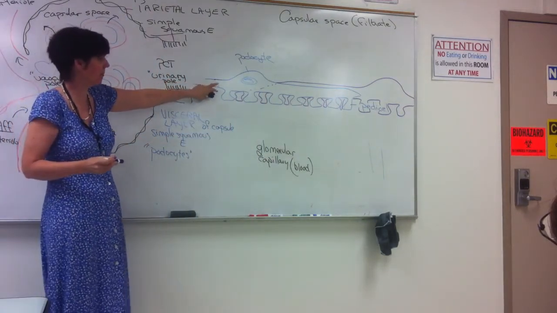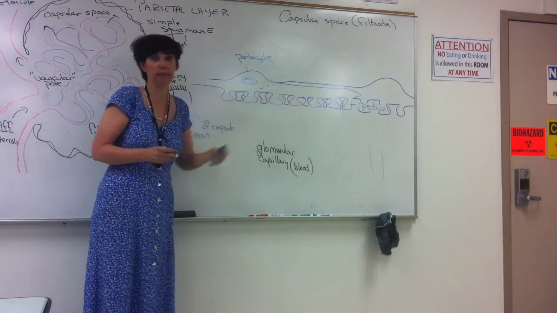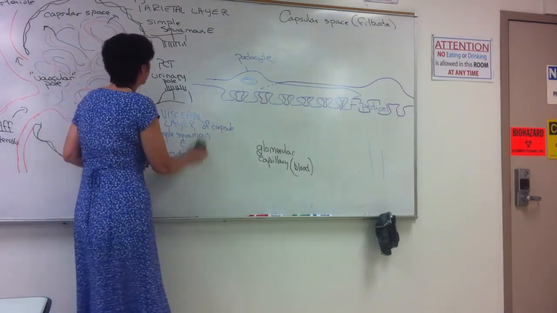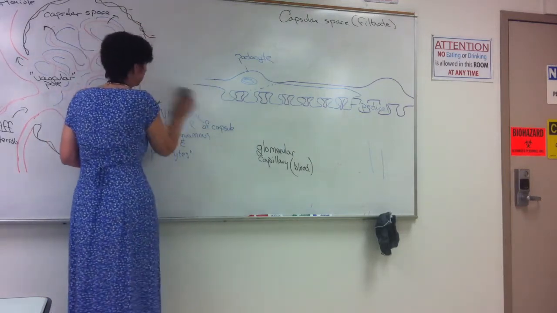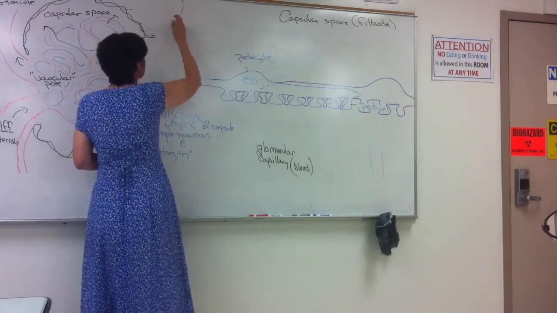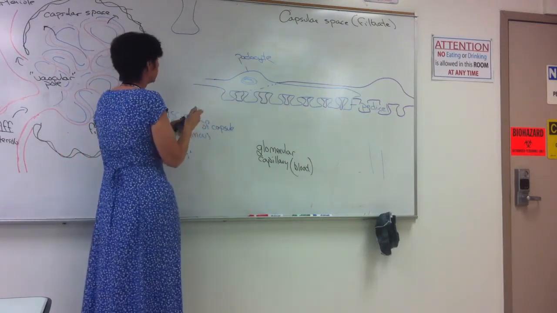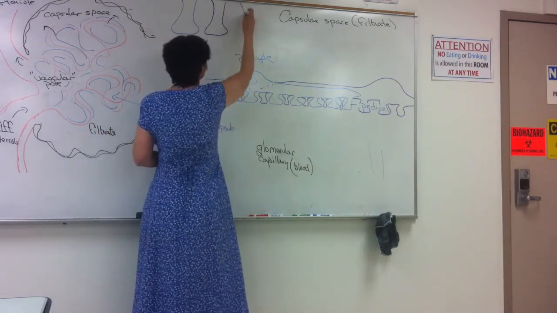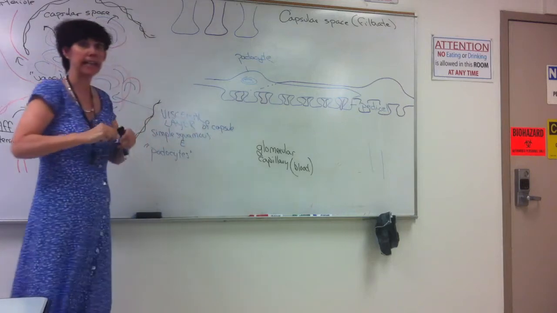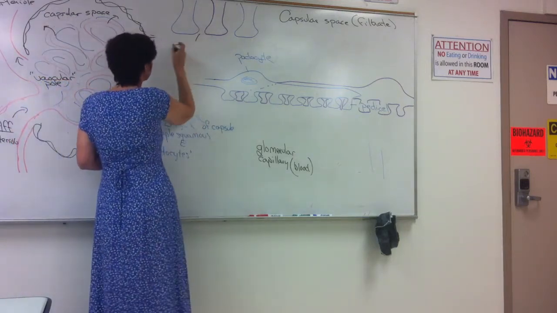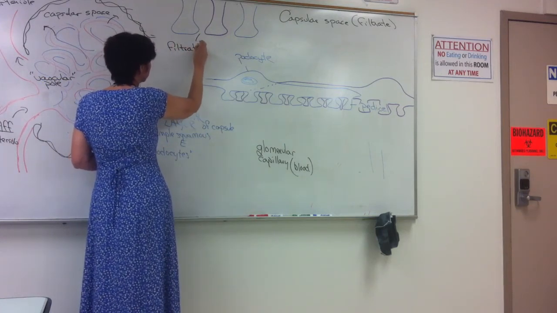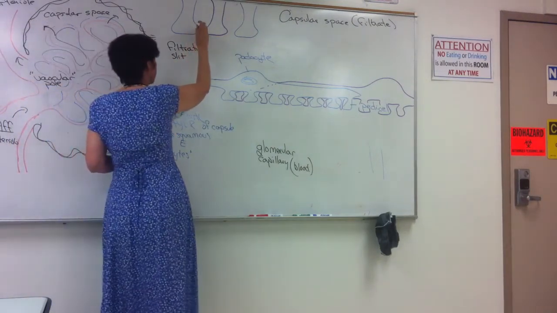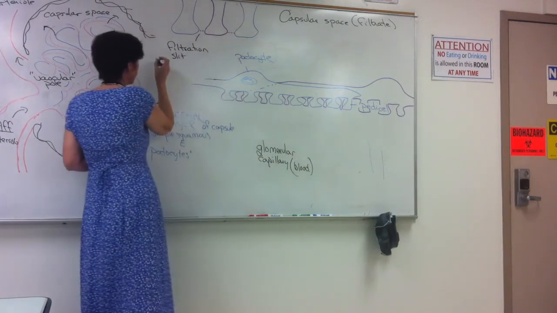So this would be the visceral epithelium, and the gap between each of these foot-like processes is called a filtration slit. So if I make that a little bit larger, that gap is the filtration slit, and there's actually proteins that span that gap and create a filtration slit diaphragm.